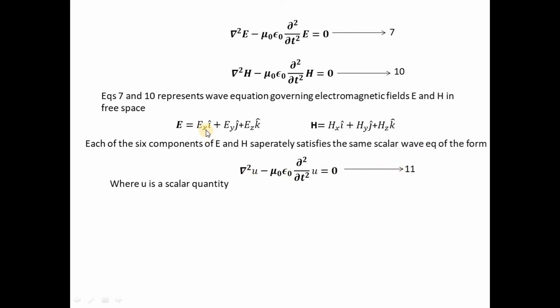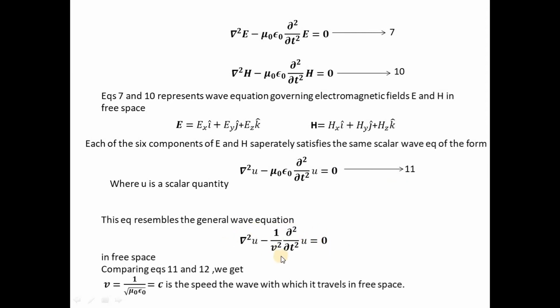For example, suppose I am using the component of the electric field Ex. So this wave equation will be of this form. Also, one more thing to be noted here is that this wave equation 11 resembles the general wave equation of this form, where V is the velocity of the wave. Let this be the equation number 12. Comparing equation 11 with equation 12, we can write that the velocity of the electromagnetic wave with which it propagates in free space is V equals 1 by root over mu naught epsilon naught, which is nothing but the speed of light in free space.